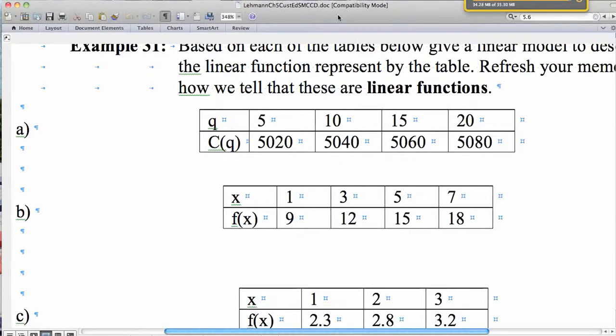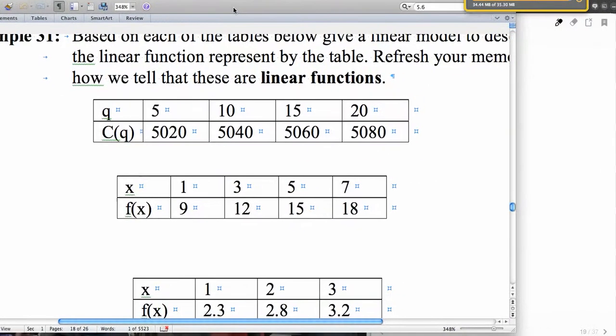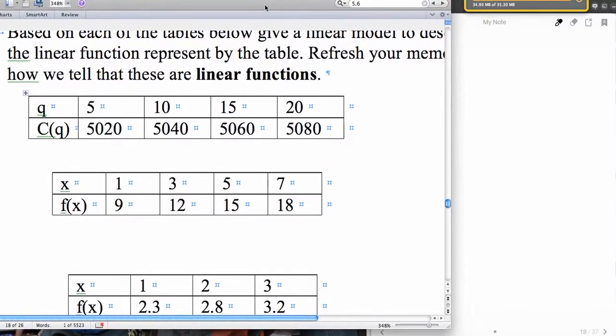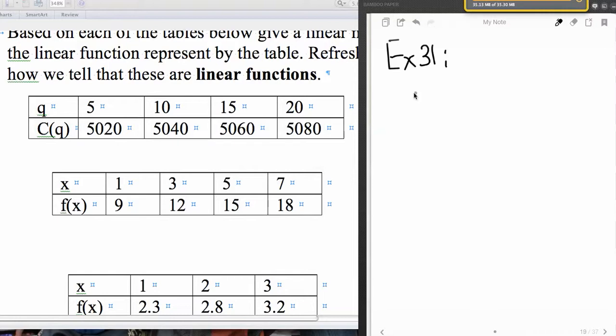Okay, continuing section 5.5, we are going to be making a linear model for each of the tables that we see in example number 31 here. So in our first example, what we always want to make sure is that we do have a linear model, because remember, things are not always necessarily linear. So we want to make sure that there's a constant rate of change for the y's and a constant rate of change for the x's, which make a constant rate of change.